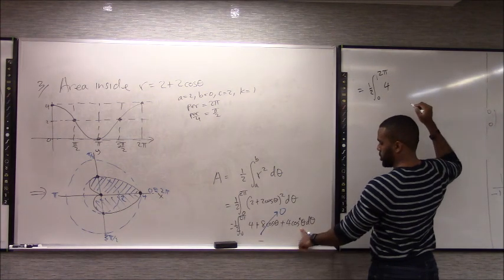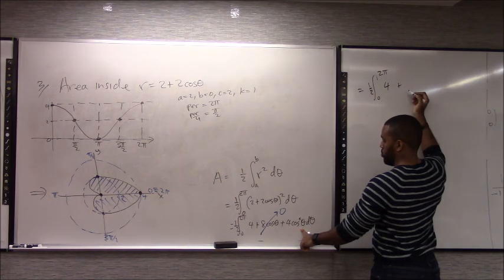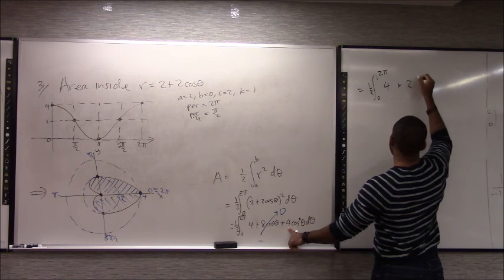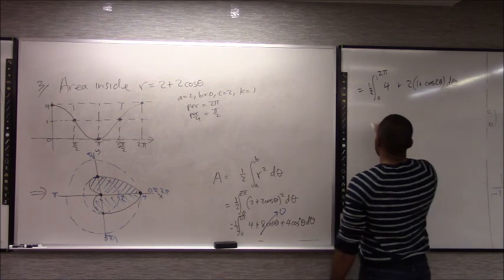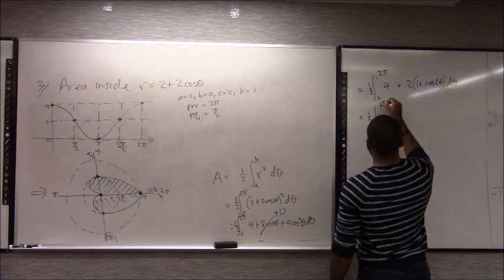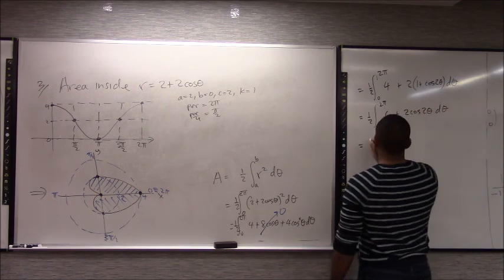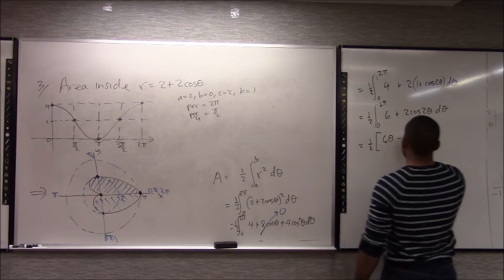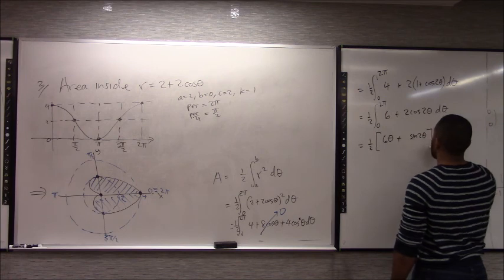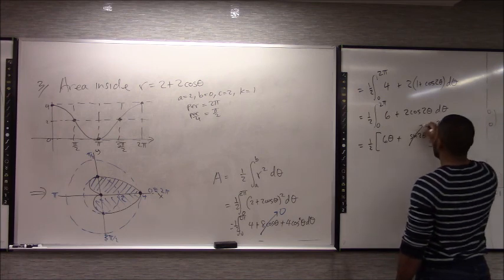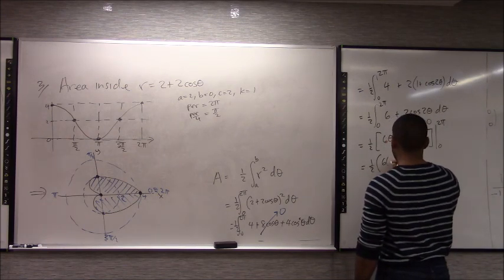How would I integrate the cosine squared? 1/2 times 1 plus cosine 2 theta. Right. Well, times the 4, so it's going to be 2 times 1 plus cosine 2 theta. So, in other words, that's 1/2 times the integral from 0 to 2 pi of 6 plus 2 cosine 2 theta d theta. And that is going to be 6 theta plus sine 2 theta between 0 and 2 pi. That's going to be 0, and that's going to be 1/2 of 6 times 2 pi.